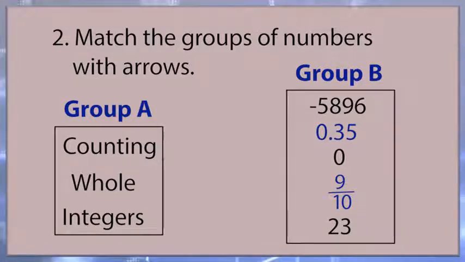When you look at these two groups, and I hope you have tried your hands at them, counting numbers, whole numbers, and integers all have to do with whole objects, complete objects. And so for our answers on the right, you must match them to only whole numbers. You cannot have fractions or decimals.